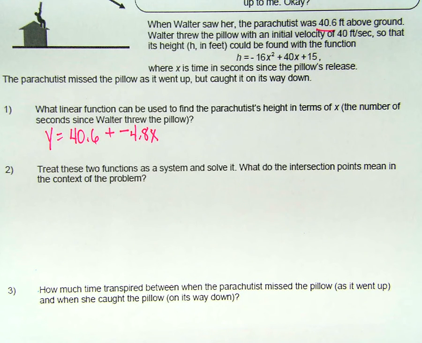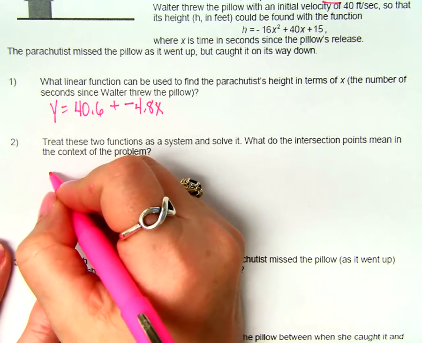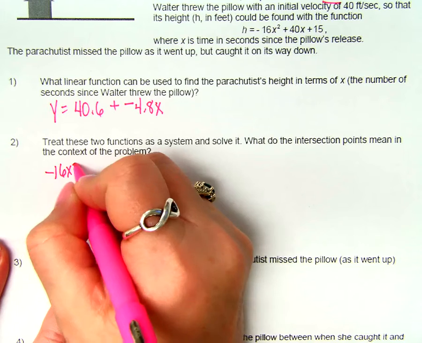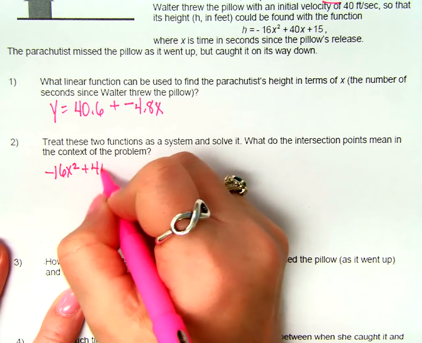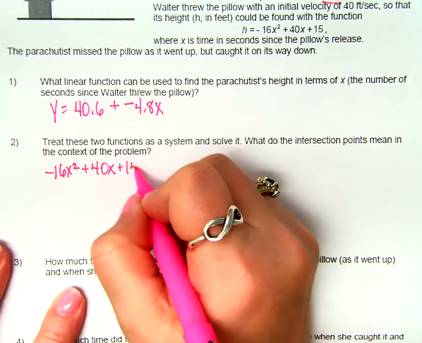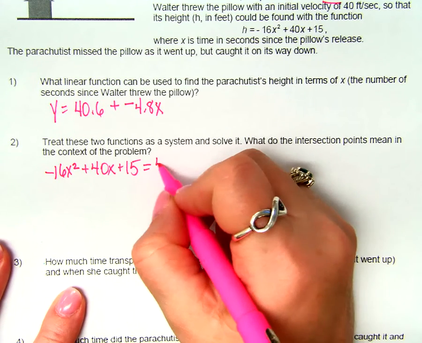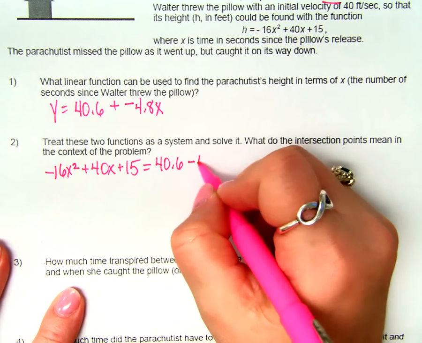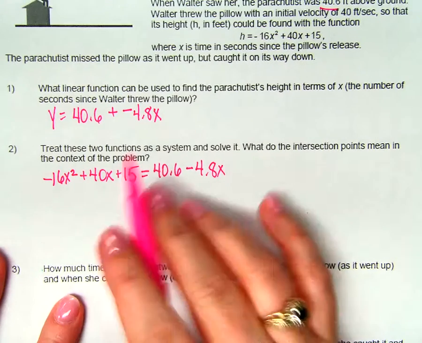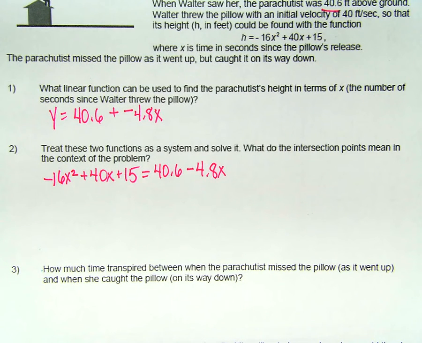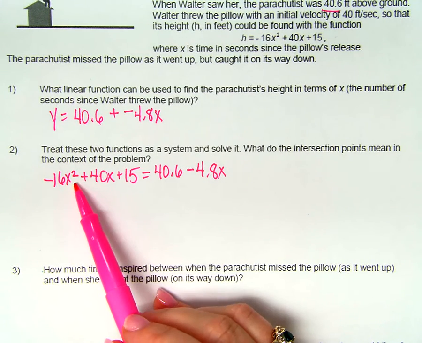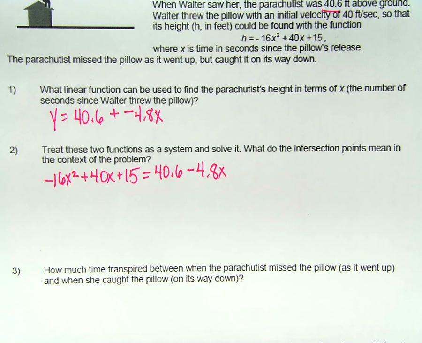Well, first of all, how are we going to solve it? We set them equal to each other. So negative 16x squared plus 40x plus 15 equals 40.6, and I'm going to put minus 4.8x because that's what you guys wanted me to put first, and I already put a plus. You okay with that? Okay. What kind of equation is this now? It's quadratic, so I need to get it equal to 0.